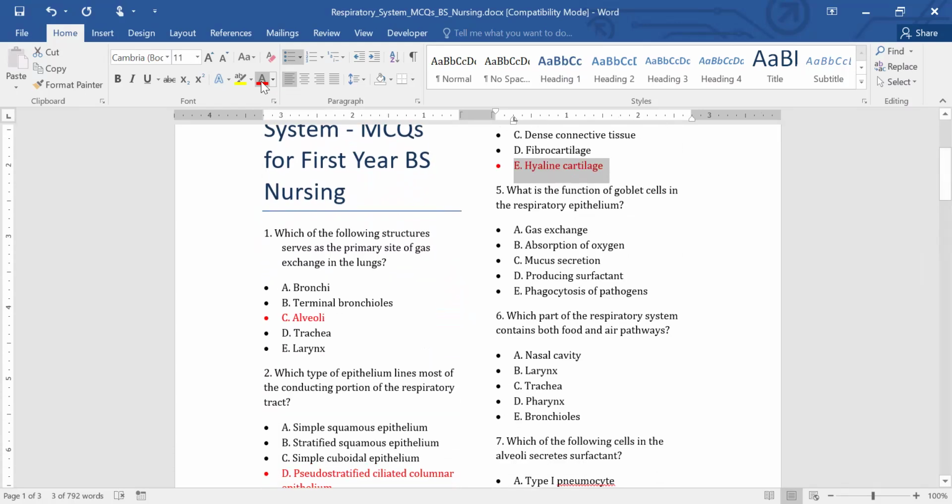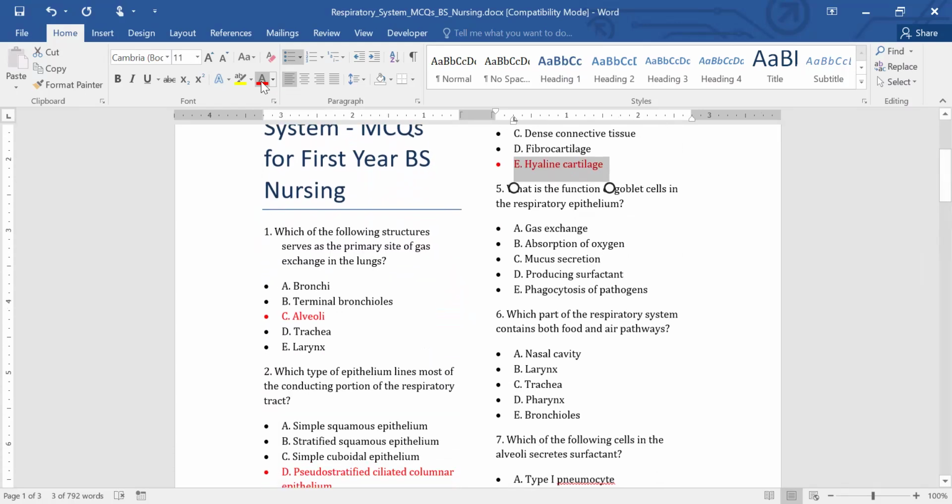What is the function of the goblet cells in the respiratory epithelium? Options: involved in gas exchange, absorb oxygen, secrete mucus, produce surfactant, or phagocytosis of pathogens. The function of the goblet cell is to secrete mucus.